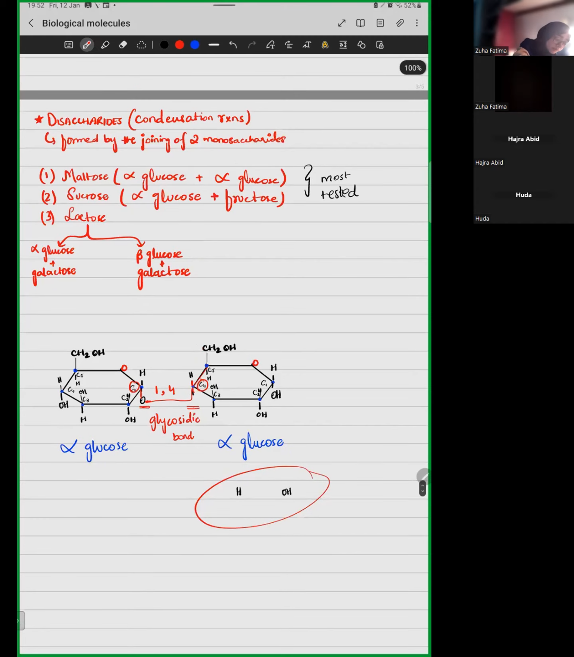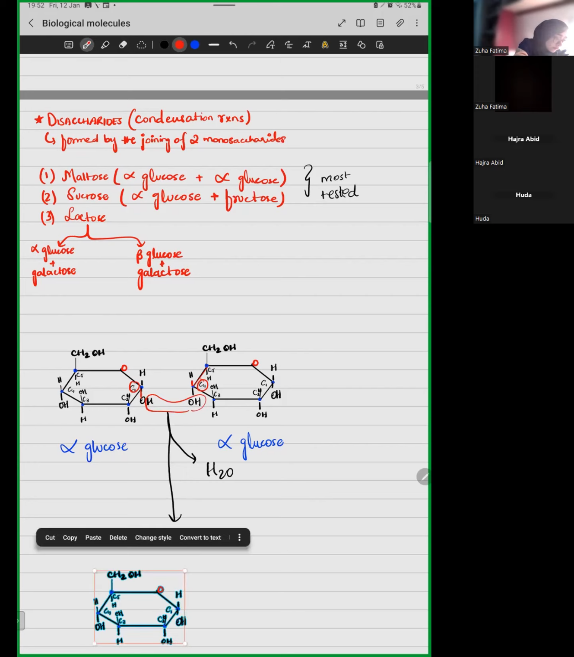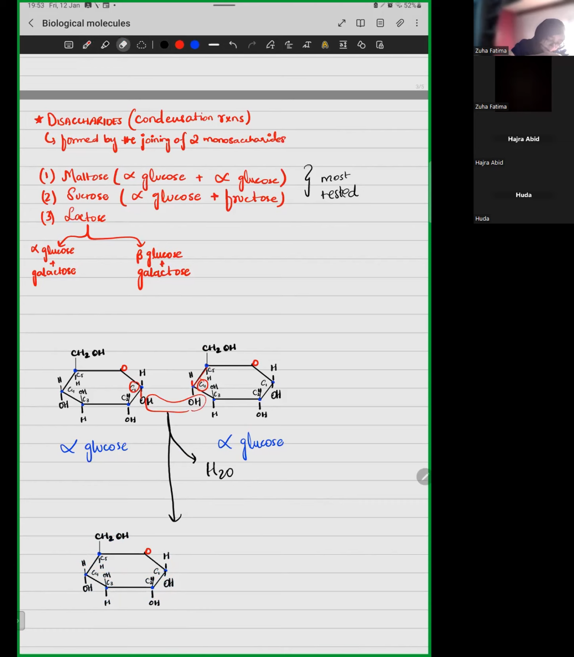And we have maltose. Let me clearly draw it for you as well, quickly. So this initially was an OH and this was an OH. So what happens is that a water molecule is lost. How? Like this, and then what is formed? A maltose is formed. And that is something like this.